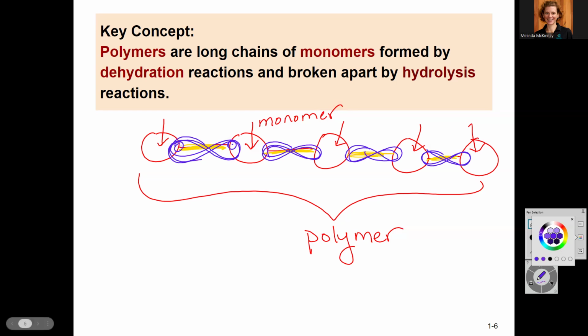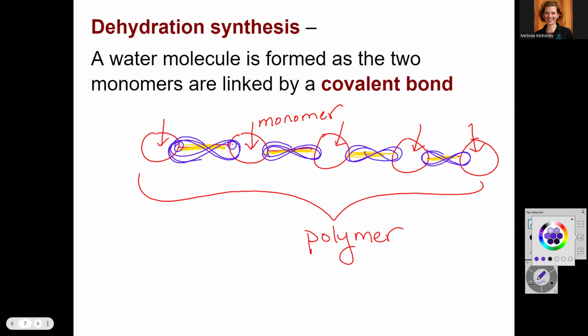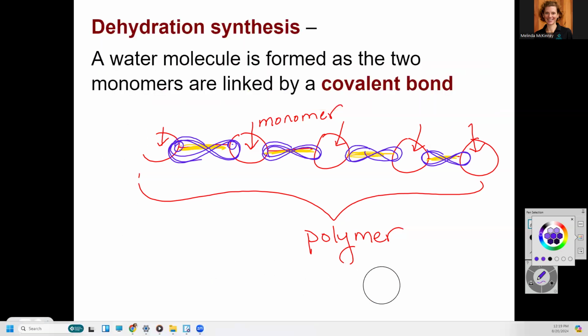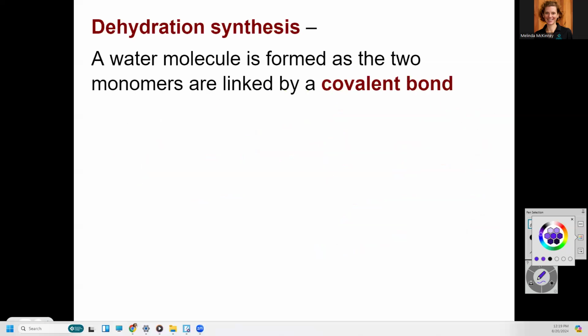So it can form with dehydration synthesis reactions. So dehydration synthesis is where basically we have two molecules. So let's have two monomers here. On one side, you have a hydroxyl group that is attached with a covalent bond, and on the other molecule over here on the right, you've got a hydrogen. So these are two independent, say, monomers. So here's monomer 1, and then here's monomer 2.